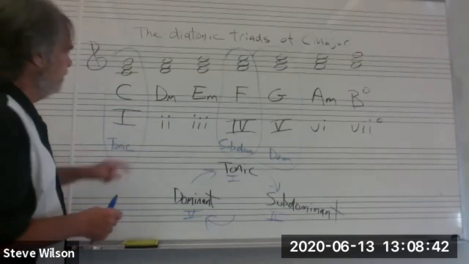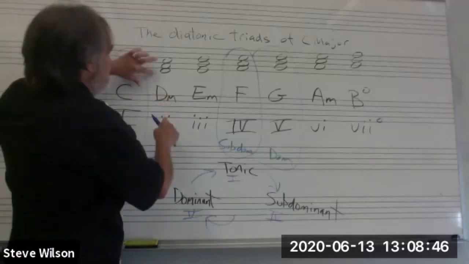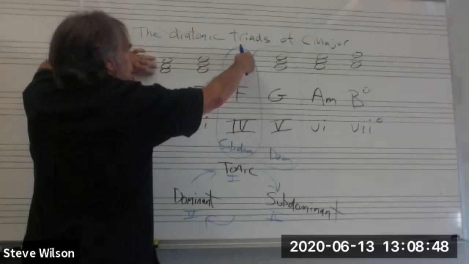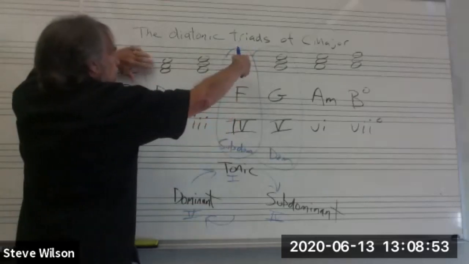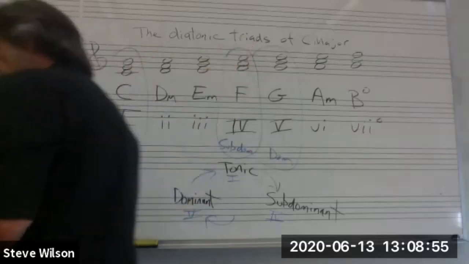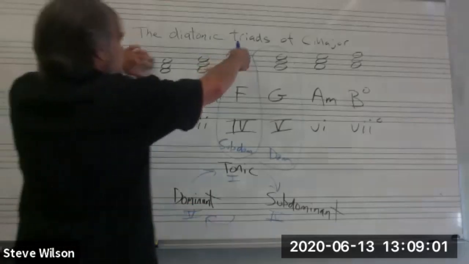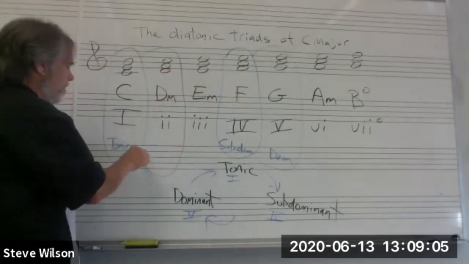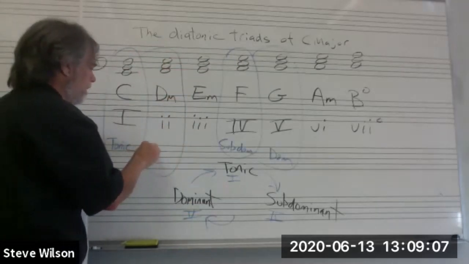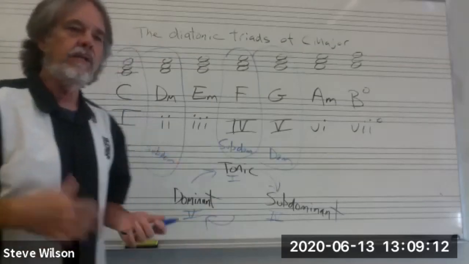So, for example, if I look at the D minor chord, D-F-A contains two of the same notes as F-A-C. So here's a D minor chord, here's an F major chord. They contain two of the same notes, and in fact, that D minor chord is a subdominant chord. It's called a substitution.